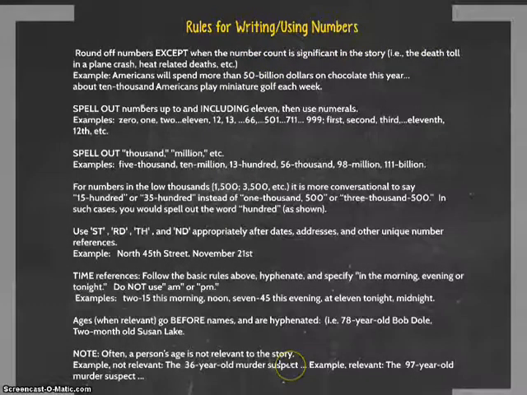Okay, now on to rules for writing and using numbers in a script. Notice there's a lot of them. First of all, you need to make sure that you round off all numbers except when the number is significant in the story, like if it's a certain death toll or something like that. This is really the case the larger the number gets. For example, you wouldn't say Americans spend $50,264,742 on chocolate this year. Instead, you would say Americans will spend more than $50 billion on chocolate this year. Or maybe about 10,000 Americans play miniature golf each week.